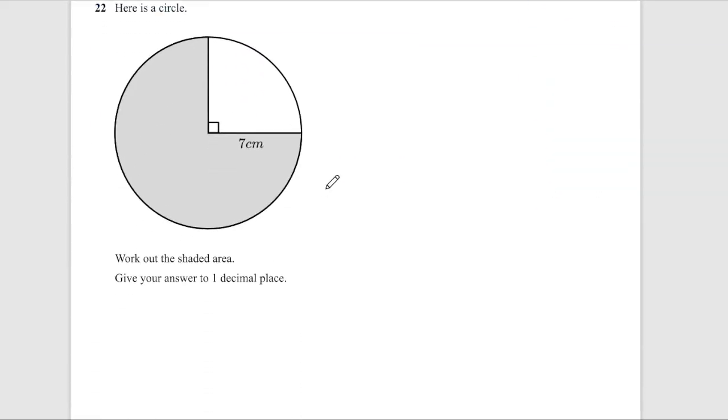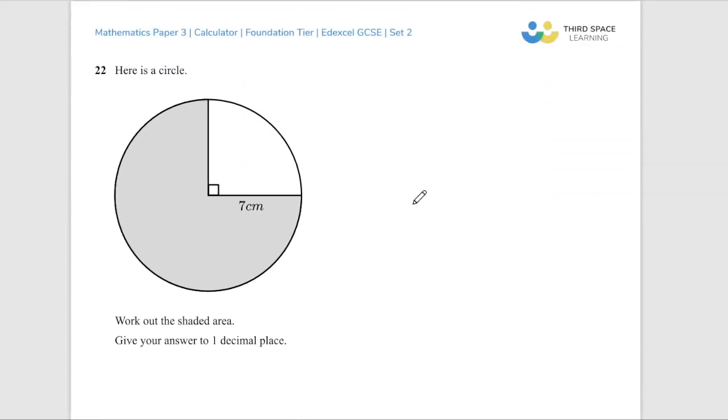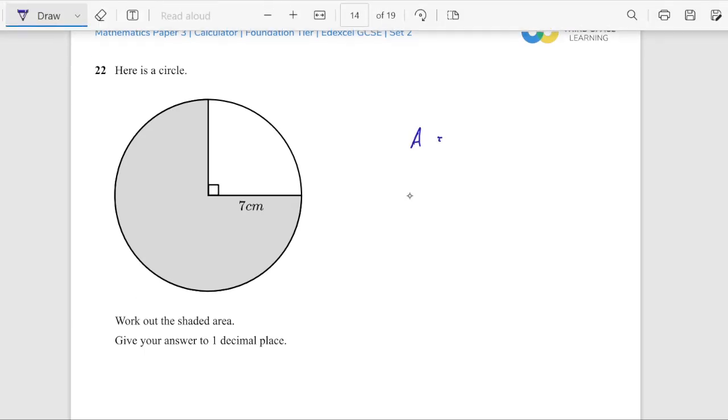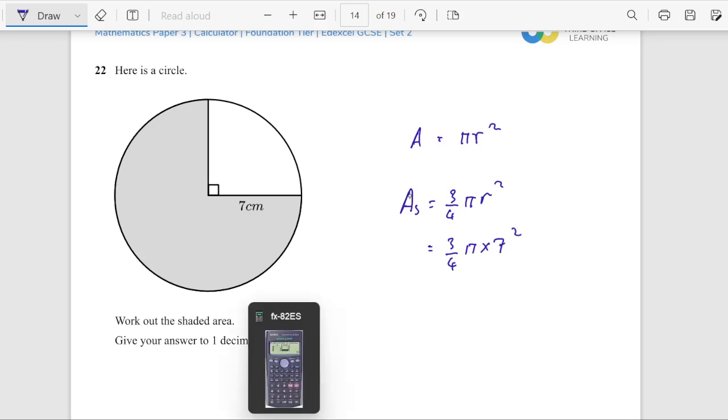Right, question 21. Here is a circle. Work out the shaded area. So we want 3/4 of it. So the formula for the area of a circle is pi r squared. And we actually want 3/4, so I'm going to call the area of the shaded is going to be equal to 3/4 of pi r squared, and r is 7, so it will be 3/4 of pi times by 7 squared. And I'm going to type it into my calculator just like that.